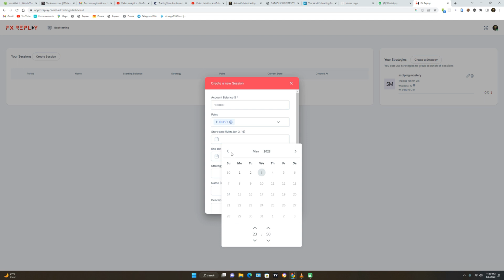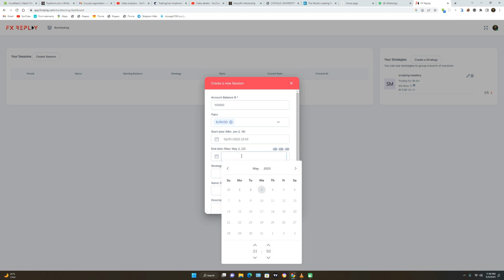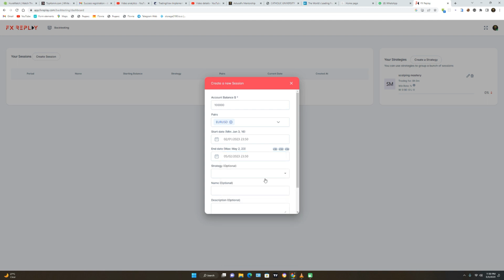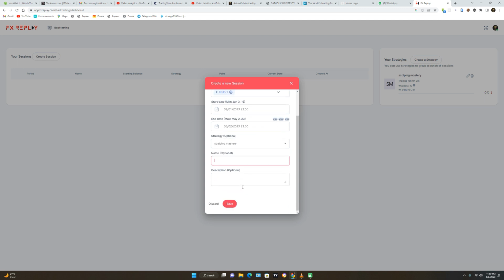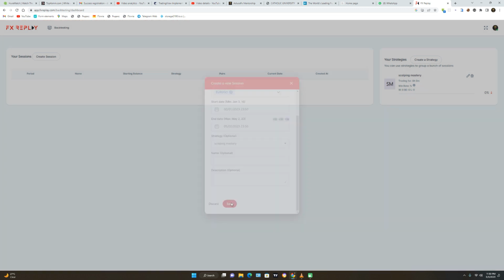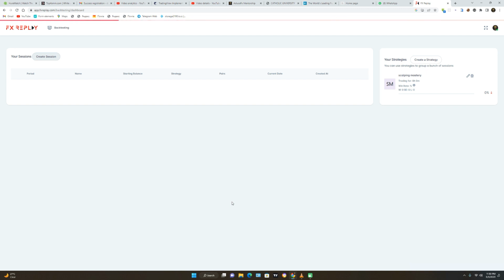All right, so let's see. Actually it's my first time trying the tool, so I have no idea. So let me start from 1st February, right? Then the end, the max is May. Okay, then strategy, Scalping Mastery. Name, nice. Okay, optional, create, save. Okay, so now I have the account, and I'll be backtesting from February to May.